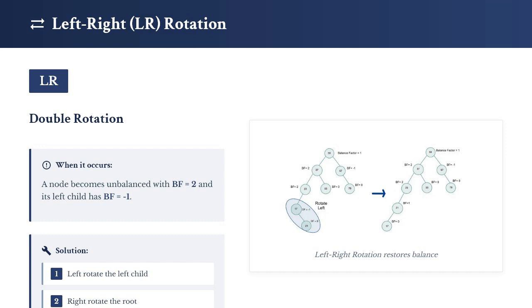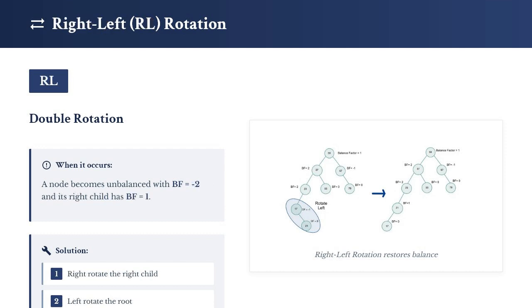Then, we perform a right rotation on the original unbalanced node, which is node 30. This moves node 20 up to become the new root of this subtree, with 10 as its left child and 30 as its right child. Any right subtree of 20 becomes the left subtree of 30. This two-step process effectively redistributes the weight to restore balance.